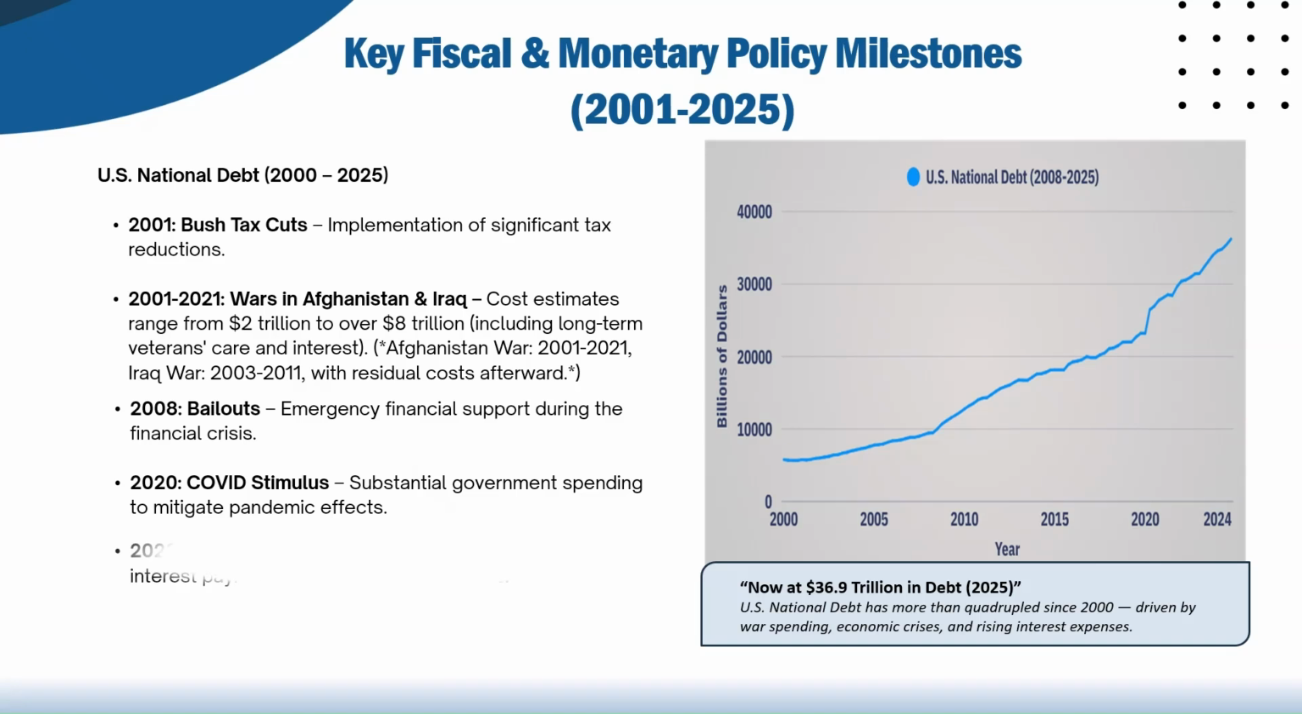Now, by 2023, because of the rising interest rates, our debt servicing costs start to truly spike, which is creating a feedback loop in which now the US government has to borrow more and more money just to pay the interest on all the debt we accumulated.